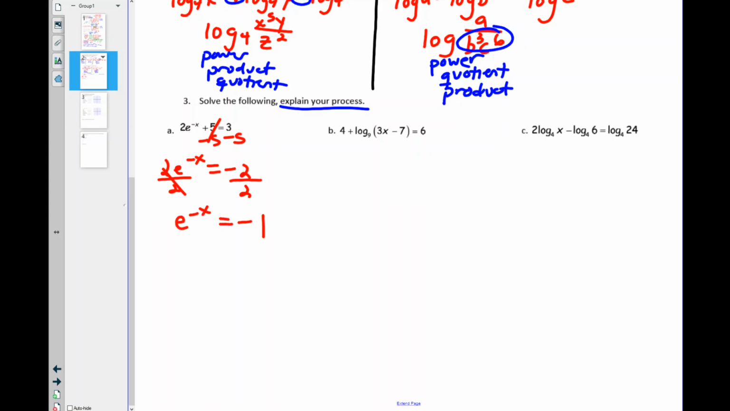How do you get rid of a base on an exponential? Take the log of the same base, which here is going to be ln. So ln of e to the negative x is equal to ln of negative 1. That's going to be a problem. So we get negative x is equal to ln of negative 1. You can still multiply by negative 1 if you want, which would give you x is equal to negative ln of negative 1. Well, go ahead and put that in the calculator.